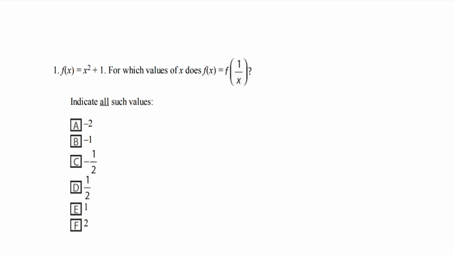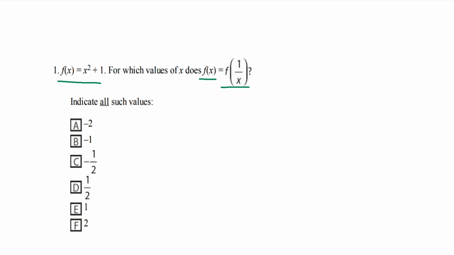Hello everyone, another question from GRE question set. f of x equals x to the power of 2 plus 1. The question is, for which values of x is f of x equal to f of 1 over x?